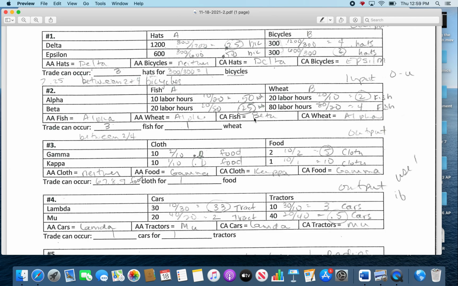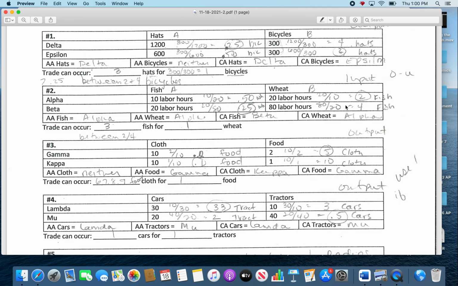Now we're going to look at the comparative advantage. Who gives up the least? So beta would produce fish because they have the lowest opportunity cost at 0.25, and then alpha would produce wheat because they have the lowest opportunity cost.